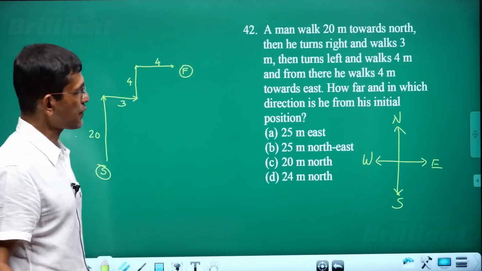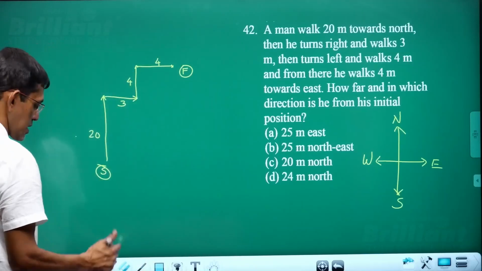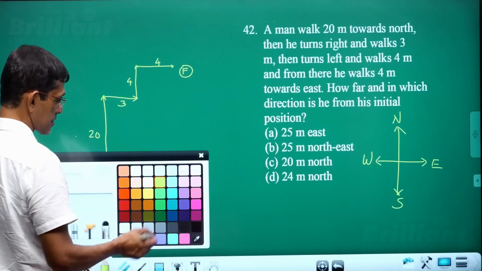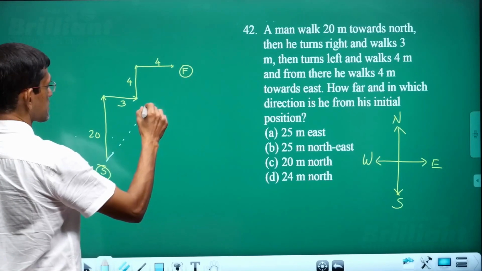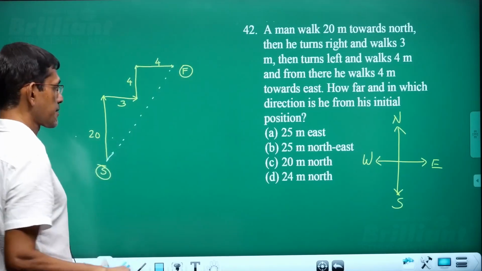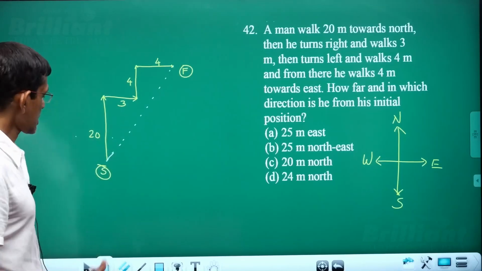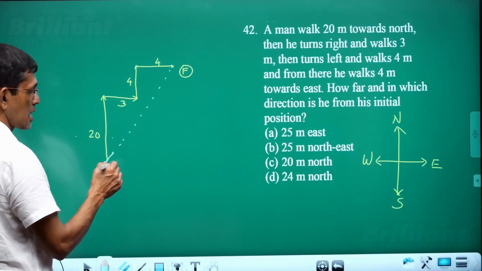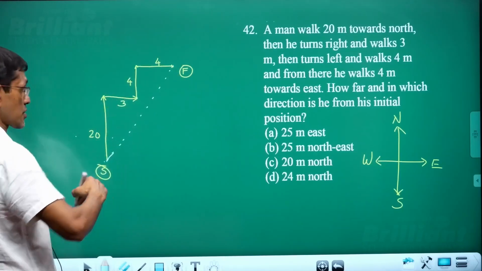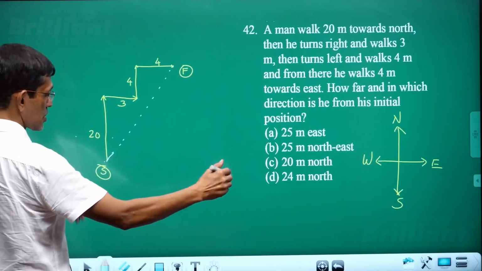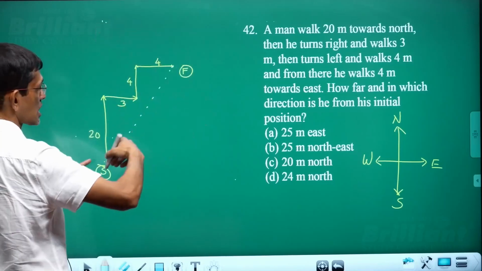What is the question? How far and in which direction is he from his initial position? So this is the initial position. How far and which direction? So this is the straight line distance. How far? That means we need to calculate. And which direction? From the initial position, when you look at the final position, in which direction is it? This is north and this is east. So this position is between north and east.